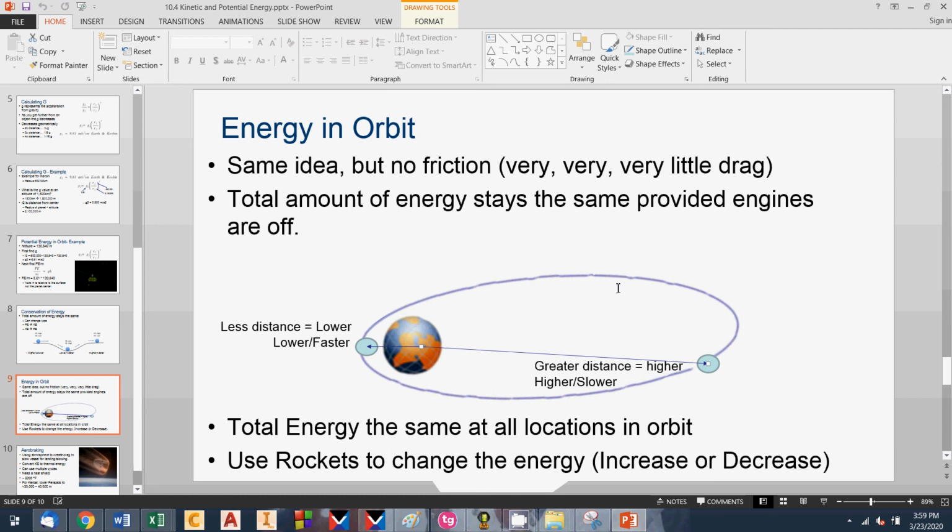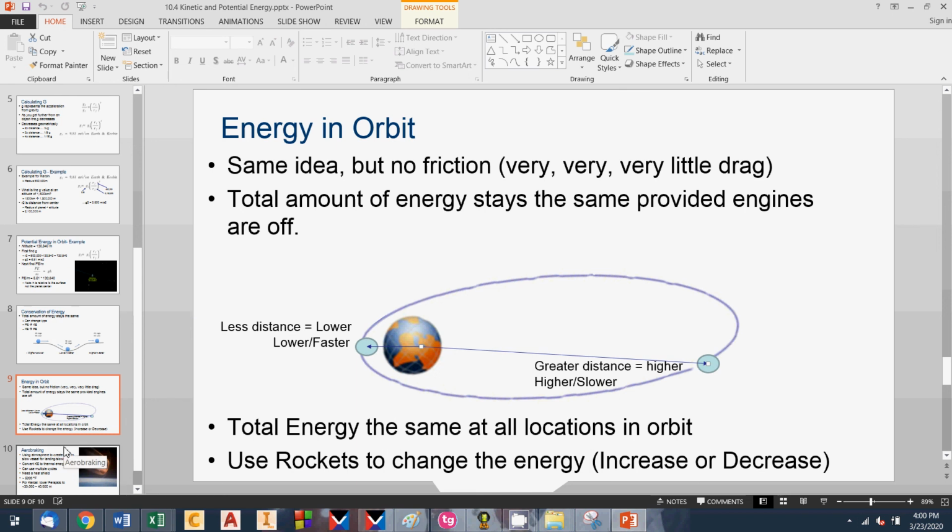Or if I fire retrograde, I'm taking energy away. The rocket's actually burning against your direction of motion, and I'll either make you go slower, or it will make you go lower. And we'll do one of those two. So the rockets will change the total amount of energy, and then it would redistribute itself between potential and kinetic as the orbit dictates. All right, so that's what we wanted to look at today.